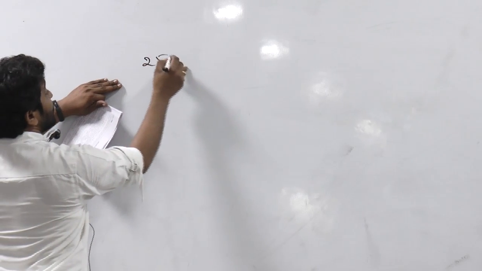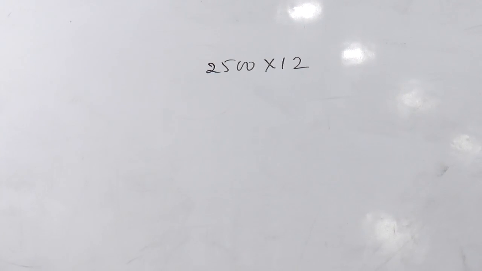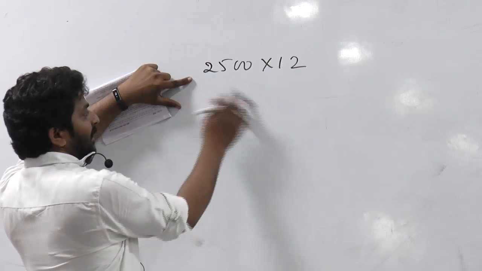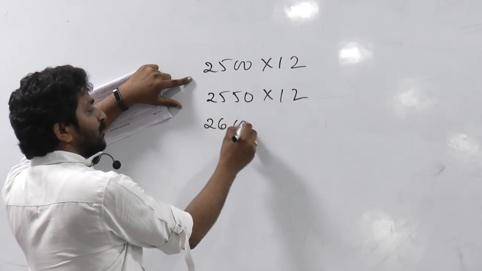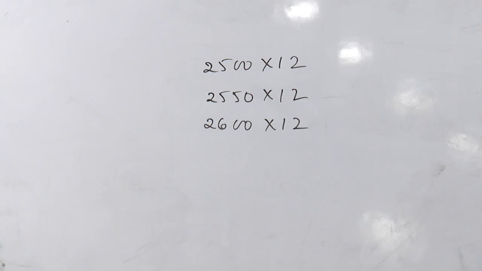First year, what is his salary? First year, 2,500 into 12, as the per month salary is given, right? Next year it becomes 2,550 into 12. Next year it becomes 2,600 into 12. It asks about the total value.